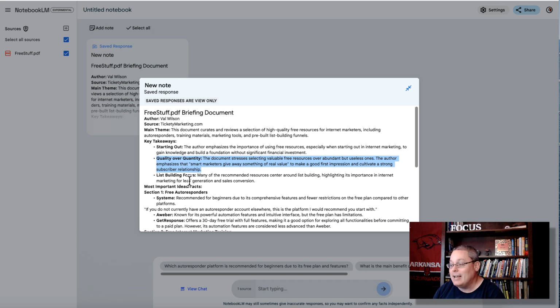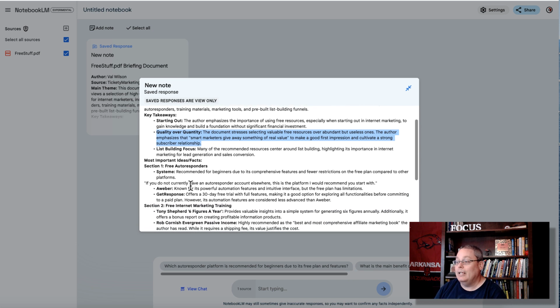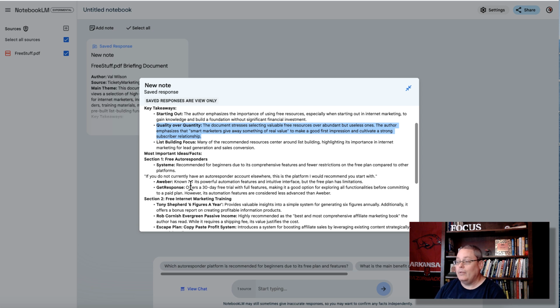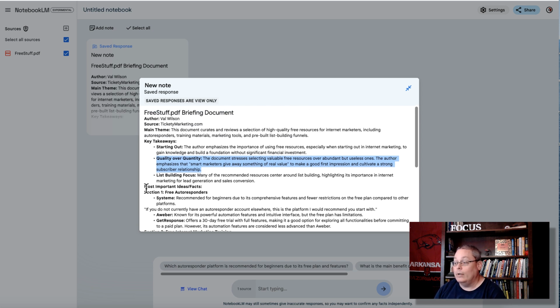I'm getting these key takeaways. Then I'm going down and looking at the actual information, the ideas and the facts, and it's breaking them down. One of the things is free autoresponders, and you're going to see that here: System.io, Aweber, GetResponse. You may or may not know about these, but there's some additional information in there.